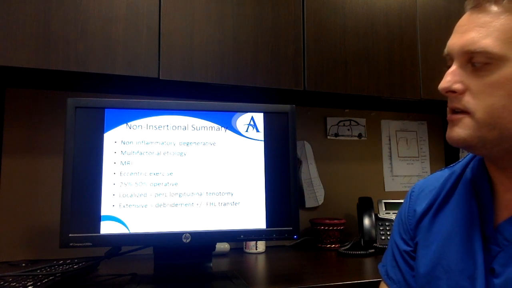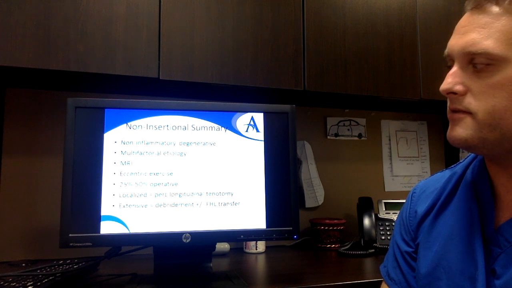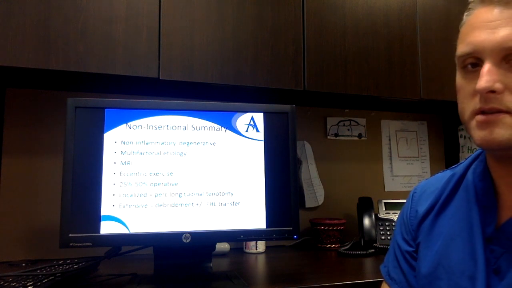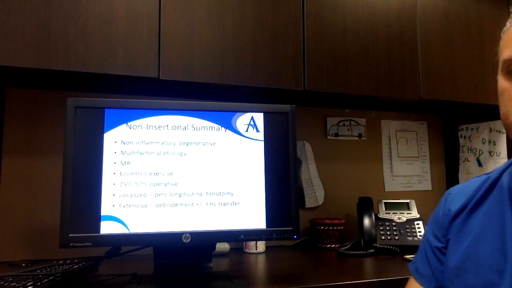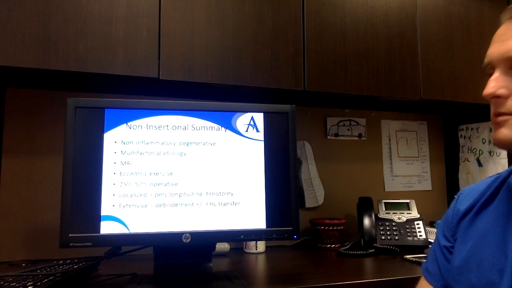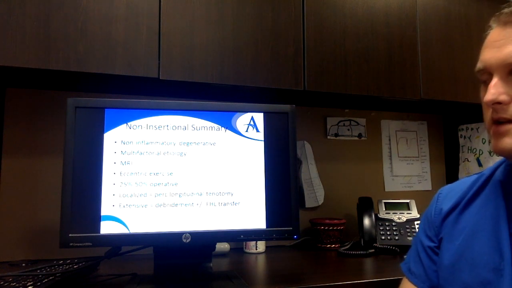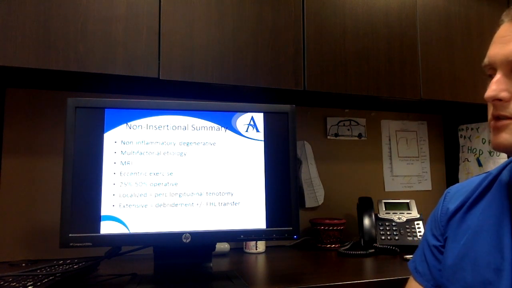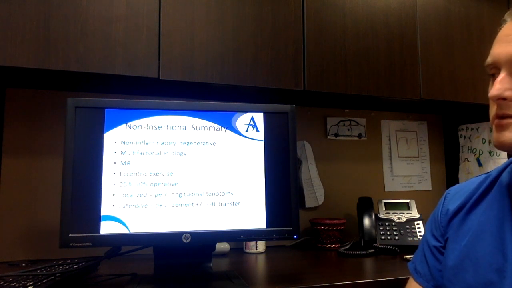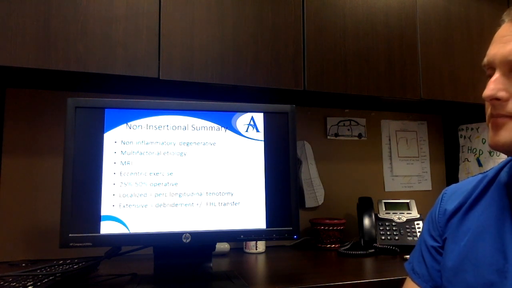So in summary, non-inflammatory, degenerative, multifactorial. The key really with this stuff is to rest early, begin eccentric exercise, anti-inflammatories, Cam Walker boot, immobilization. Shut it down until you have control of the symptoms. Then you can progress with modalities with a structured return-to-play program as symptoms permit.